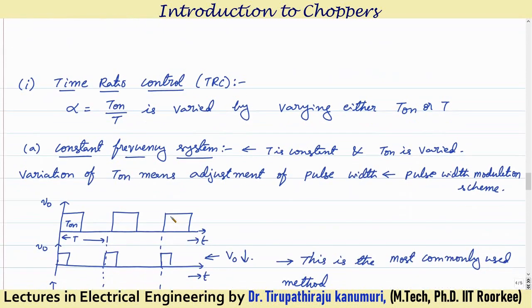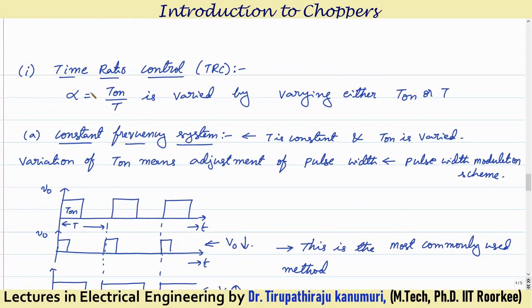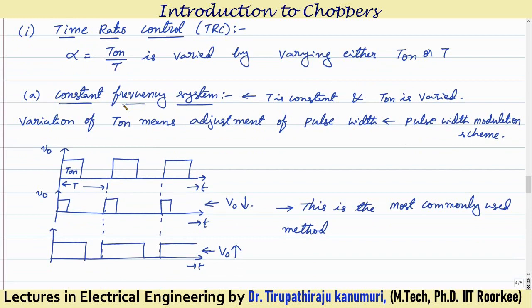The first one is the time ratio control. In the time ratio control, the ratio of T on by T, which is nothing but alpha, is varied. How can we vary alpha? Because it is a ratio of T on by T, either I can vary the on time, or I can vary the total time period, or I can vary the frequency. Depending on how you are varying, there are two types of strategies in this time ratio control. First one is I maintain the time period constant, or 1 by T, which is nothing but the frequency. So I am maintaining the frequency constant, and T on is varied. So T is maintained constant and the on period is varied.